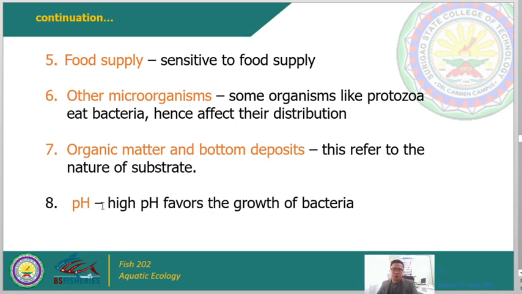Sometimes pH could also be a factor, no? High pH favors the growth of bacteria. Those acidic areas are very suitable for organisms that grow in that acidic environment. We classify those bacteria as acidophilic bacteria.